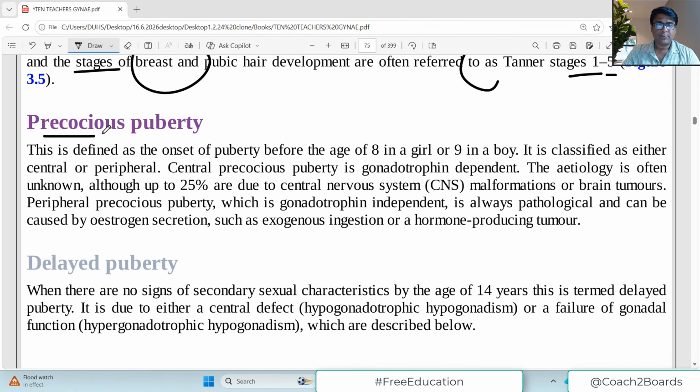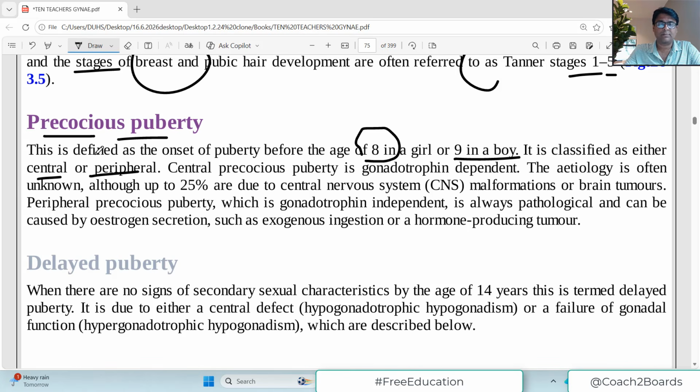Precocious puberty is defined as the onset of puberty before the age of 8 in a girl or 9 in a boy, because puberty does not come only in females, but also in boys. Obviously the patterns and hormones are different, so thelarche, adrenarche, and menses are not present in boys. But if puberty happens before 8 or 9 in females and males respectively, we call it precocious puberty. It is classified as either central or peripheral.